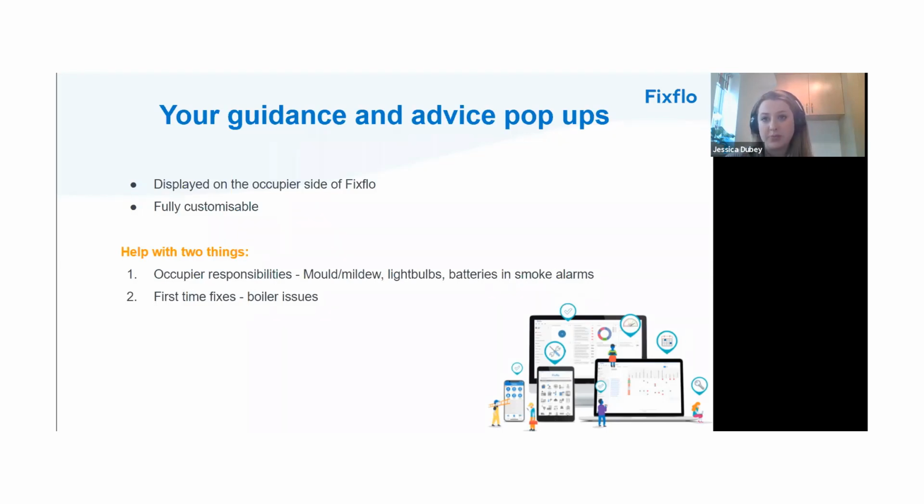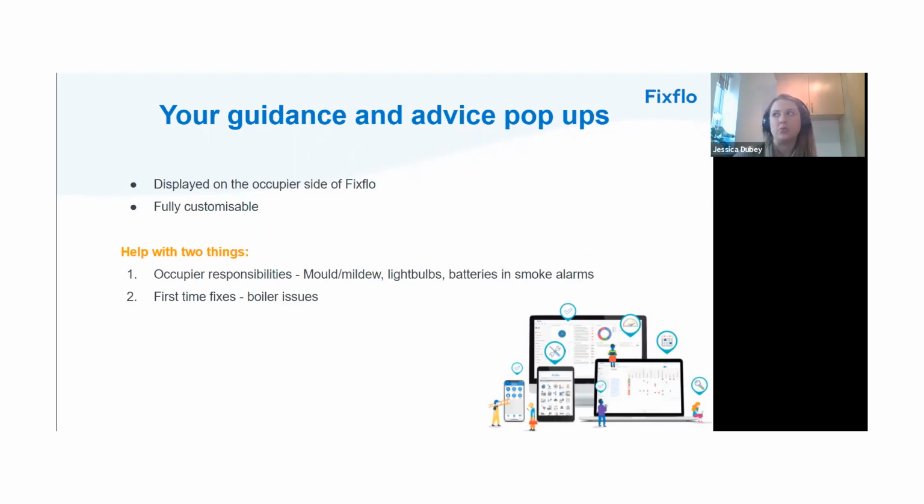These guidance and advice pop-ups help with two things. First of all, they show occupiers their own responsibilities. Examples of this could be things such as mold or mildew, which they're trying to report, an issue with light bulbs in light fittings, or perhaps that batteries have gone in smoke alarms. These are occupier responsibilities and they shouldn't be reporting the issues through to you.